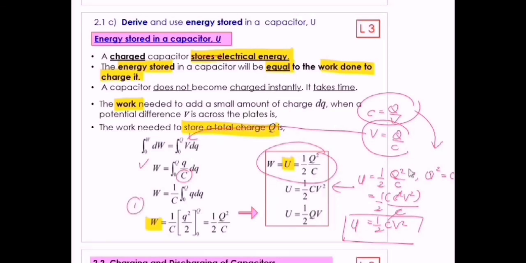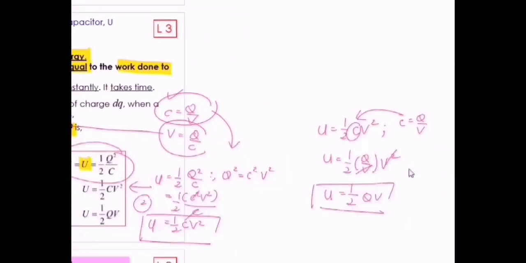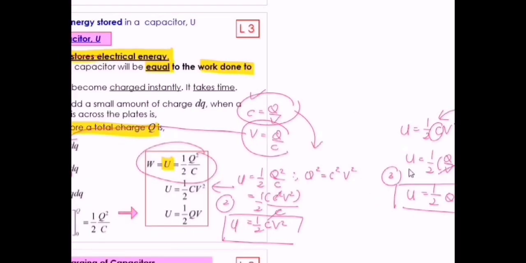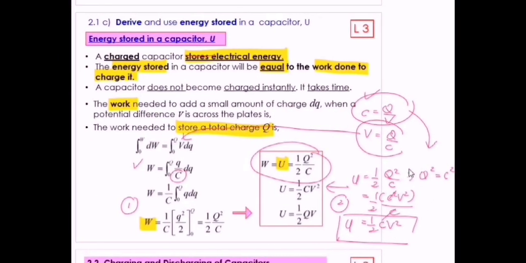For the second one, we will use the first equation and the capacitance equation, rearrange it, and we will get the second equation. And for the third one, we start from the second equation, rearrange it, and we will get the third equation. When we rearrange, we will always be using C equals Q over V again. So we have three equations to derive and use for energy stored in a capacitor. Okay, so that's all for 2.1.